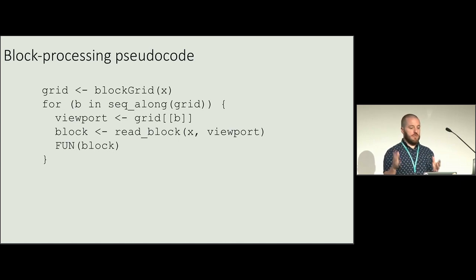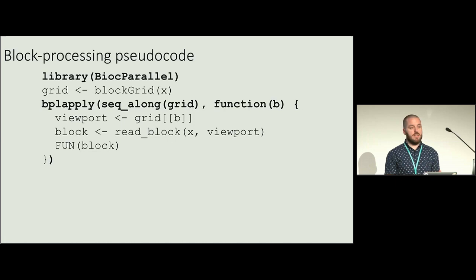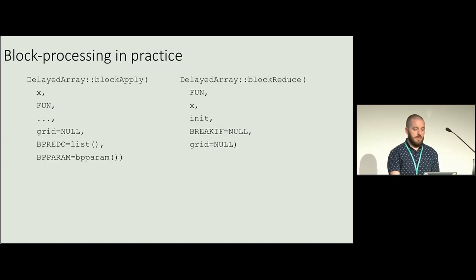So you construct these grids, and then in pseudocode you just iterate over these grids. So we loop over the grid, we read a block of the data into memory, and we apply our function to that block. The nice thing about this sort of structure is it's readily parallelizable. Here I'm using the BiocParallel package, and very little code has to change, and we can start processing these blocks in parallel. So if you have a machine with lots of cores, you get this consequent speed up.